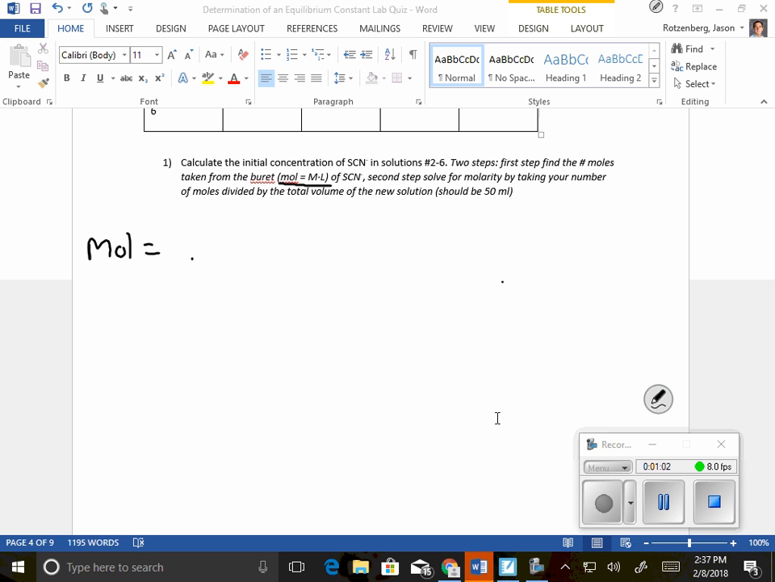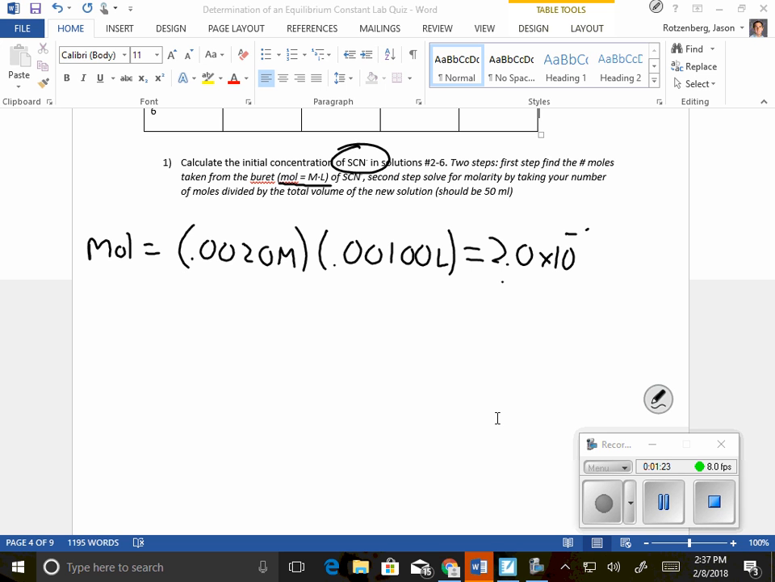The molarity is the 0.0020 molar. Again, that is for the SCN. When I did my trial 1, I had exactly 1 milliliter. So I convert that into liters. That gets me 2.0 times 10 to the negative 6th moles. I'm then going to divide that, so divide by the total volume, which is 50 milliliters. So I'm going to divide that by 0.0500 liters.